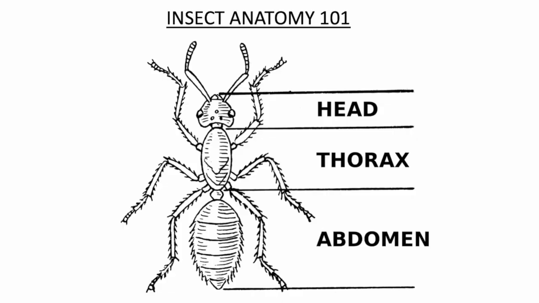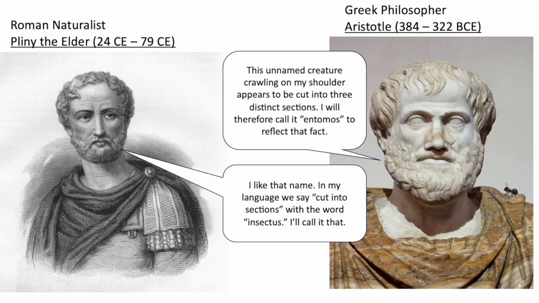So first, some insect anatomy. As I recently learned, insects have three distinct body parts: the head, the thorax, where, among other things, the legs connect to, and then the abdomen. So the ancient Greeks, actually to be exact, the philosopher Aristotle, noticed that insects had these three sections, and gave these types of animals the name entomos, whence we get our modern word entomology.